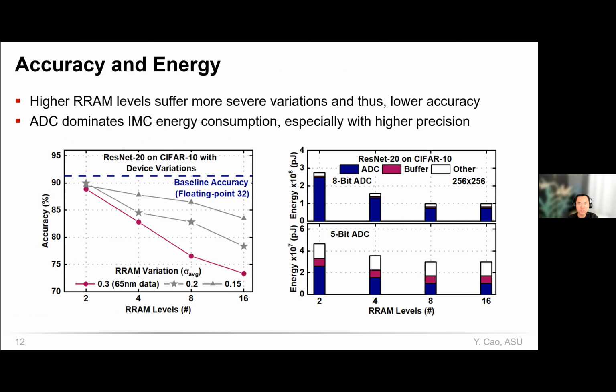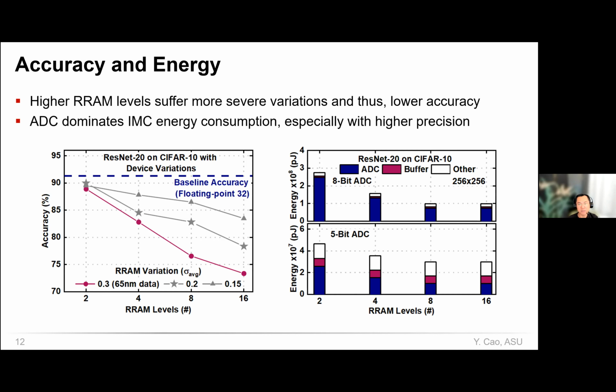So just a quick result is that, if you don't do anything, just a straightforward implementation of the algorithm mapped to the hardware for our 65 nanometer platform, we can see that the accuracy will degrade a lot as we increase the levels of the RM. Again, given that the range of on and off is fixed, the more you partition it into 2 levels, 4 levels, 8 levels, or 16 levels, each level will suffer larger and larger variations underneath. That's the main reason the accuracy drops a lot with the increase of data precision.